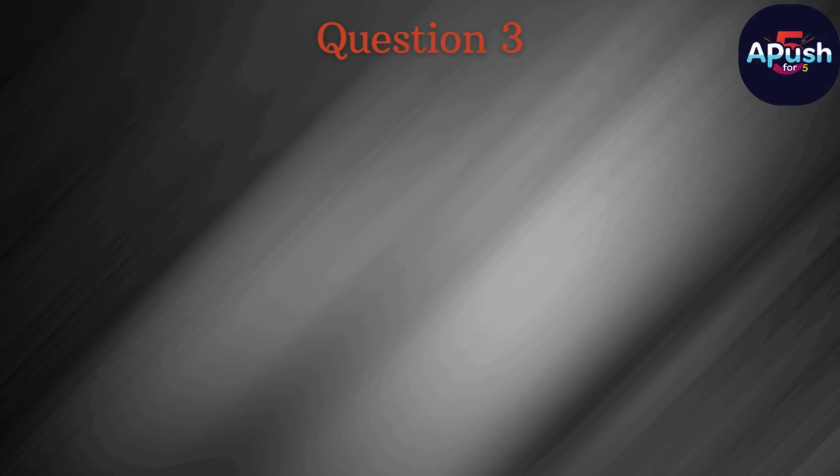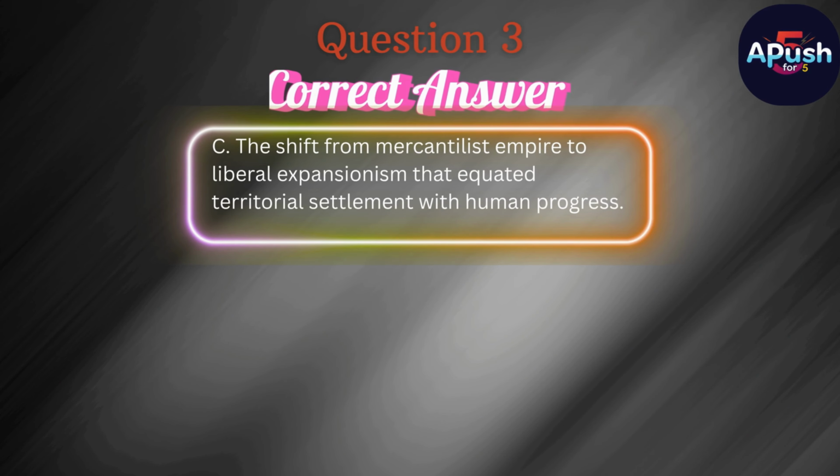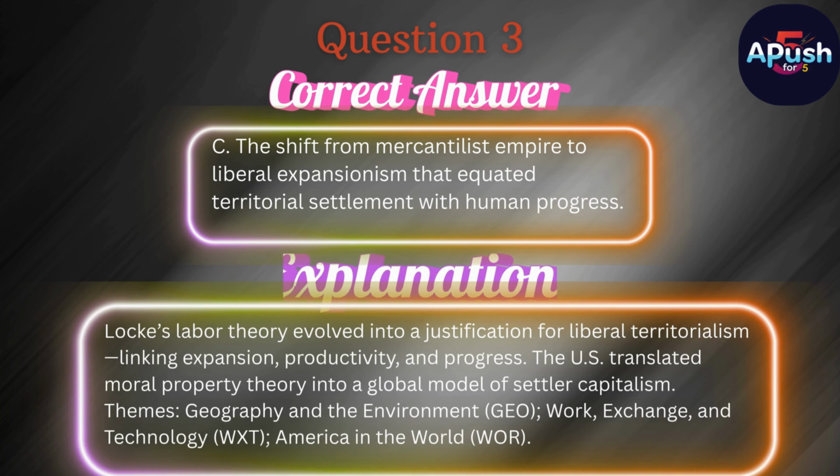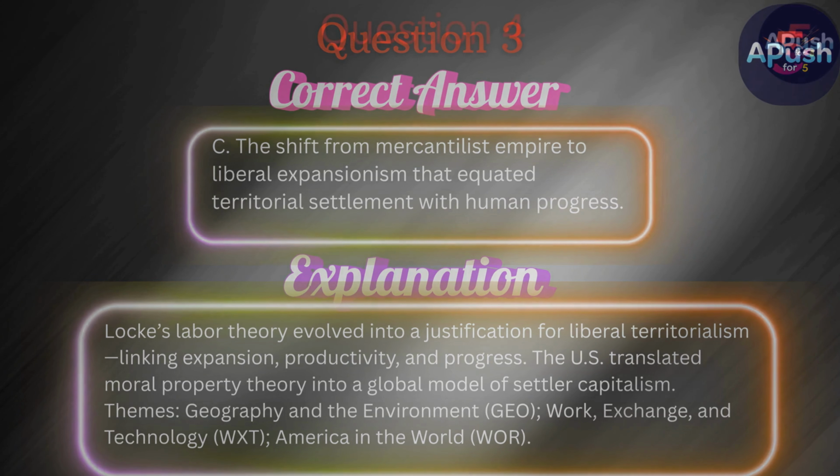The correct answer is C. The shift from mercantilist empire to liberal expansionism that equated territorial settlement with human progress. Locke's labor theory evolved into a justification for liberal territorialism, linking expansion, productivity, and progress. The U.S. translated moral property theory into a global model of settler capitalism.